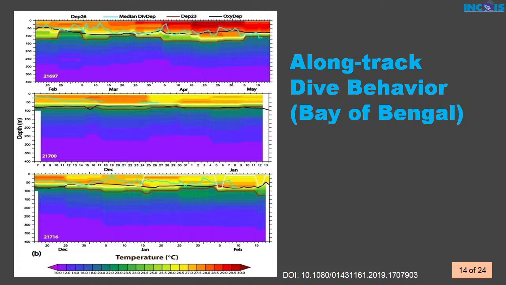In the case of the Bay of Bengal, sometimes the 23 degrees Celsius isotherm goes very deep, and the oxycline depth would be much, much shallower than that, as you can see on the top panel. In such cases, tuna prefer to stick more to the oxycline depth rather than the temperature, even if the warm temperature is available. So this is the point that I'm trying to make: it was understood that tuna would prefer the thermocline and follow the thermocline depth, but here we are seeing that it is more the oxycline depth.